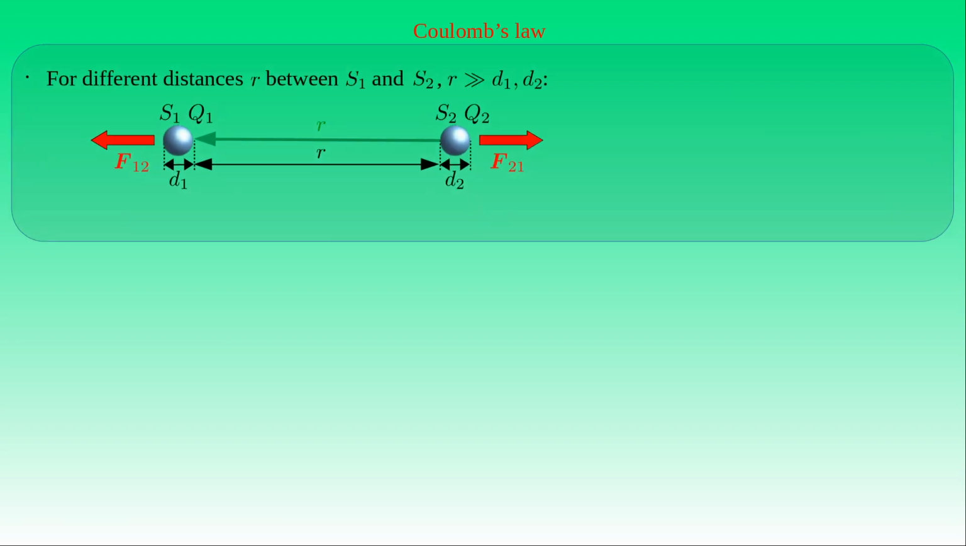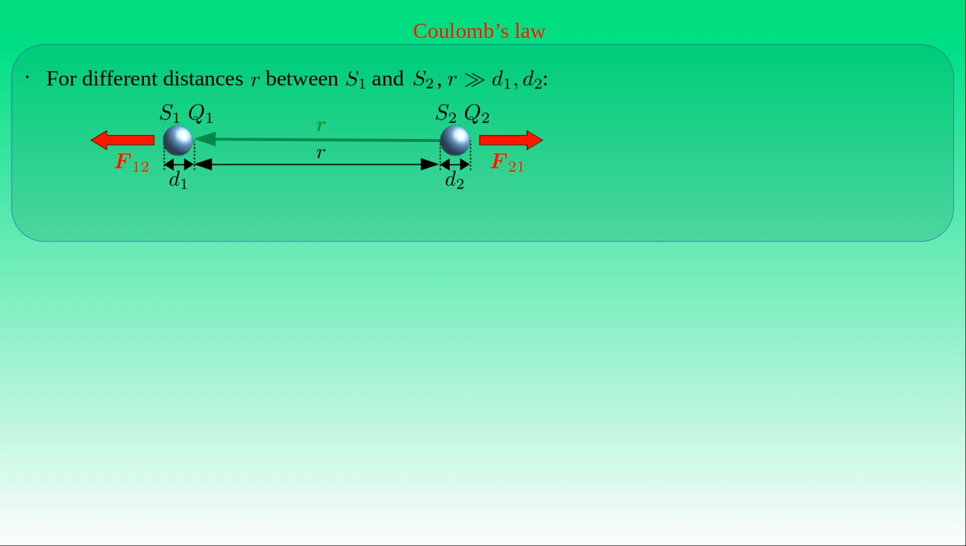By performing this experiment, he could determine the electric forces acting between the charged spheres S1 and S2 with different distances between them. If the diameters d1 and d2 of the spheres S1 and S2 are negligible compared to the distance r between the spheres, then the charged spheres can be regarded as the point charges Q1 and Q2. The position vector pointing from the point charge Q2 to the point charge Q1 is denoted by the bold letter R. Here the force F12 is the force exerted on the point charge Q1 by the point charge Q2. Similarly, the force F21 is the force exerted on the point charge Q2 by the point charge Q1.